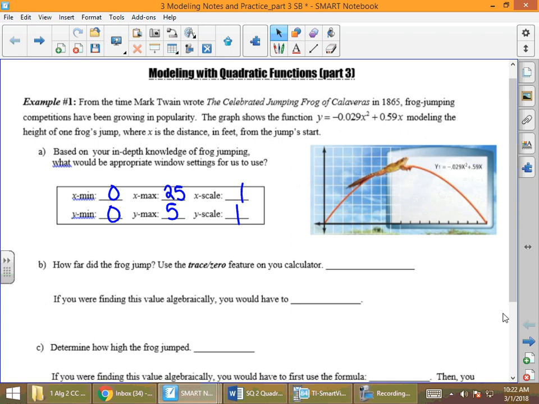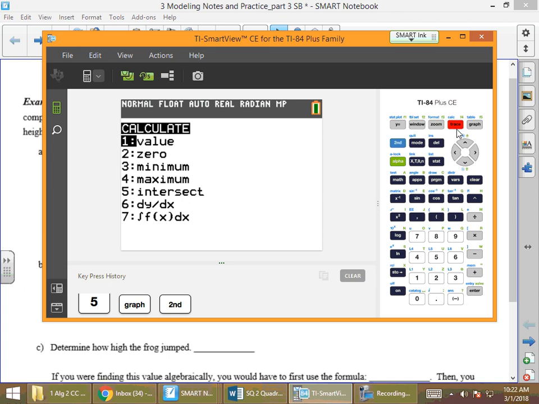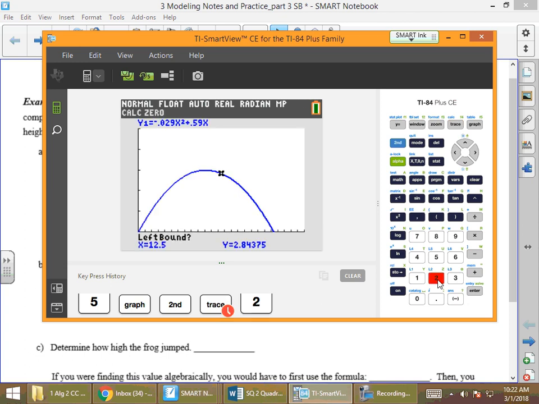And it says, how far did the frog jump? And that's why we really did need to change this so that we could see where the graph crosses the x-axis. And when we do that, we're going to type in second, trace, and 0. And unfortunately, for the video watchers as well, this takes me forever to move this cursor. Let me go there. And then we need to get the other side.